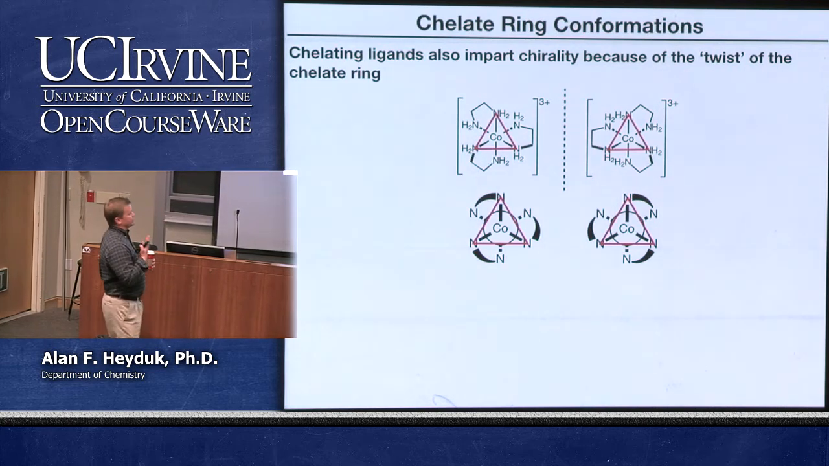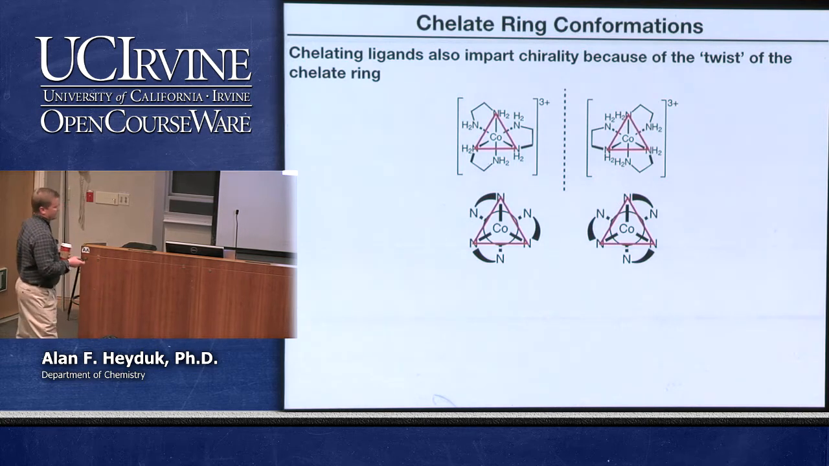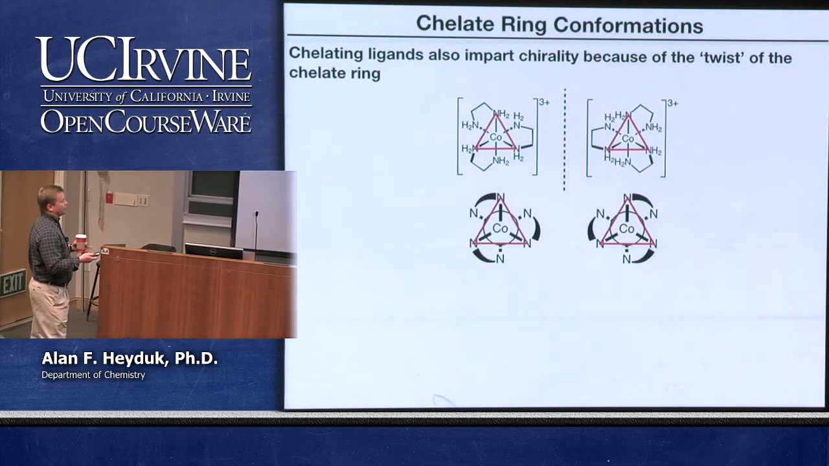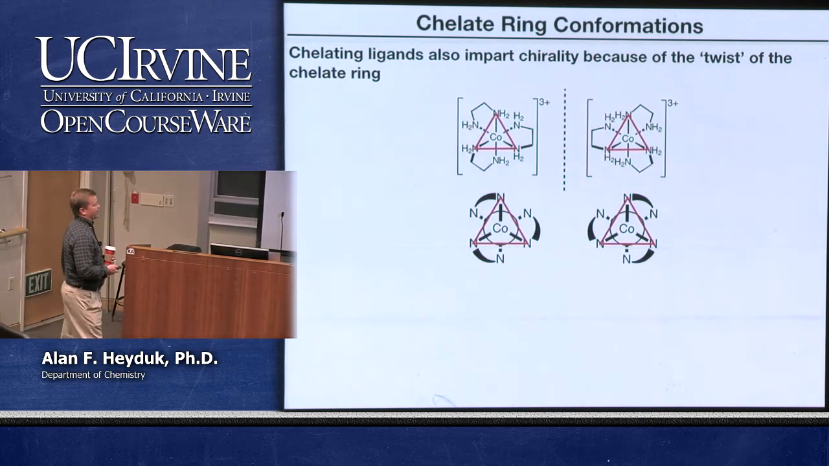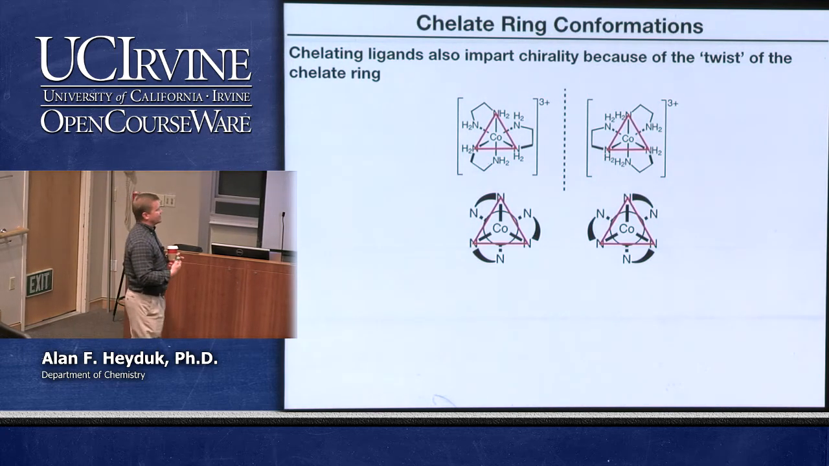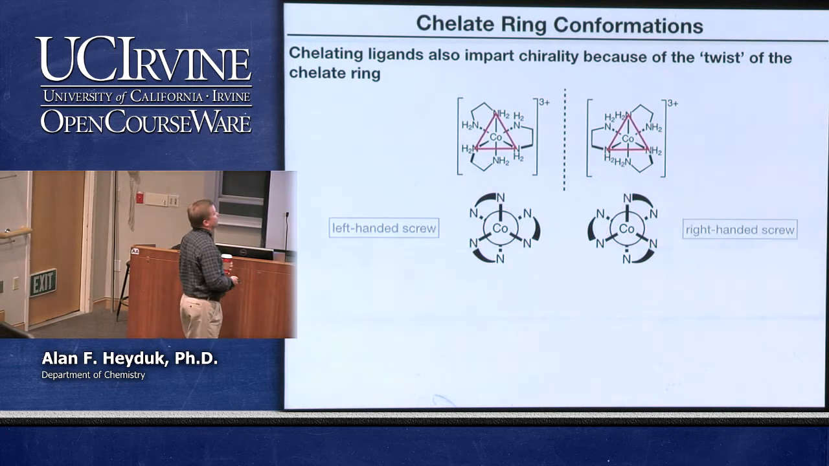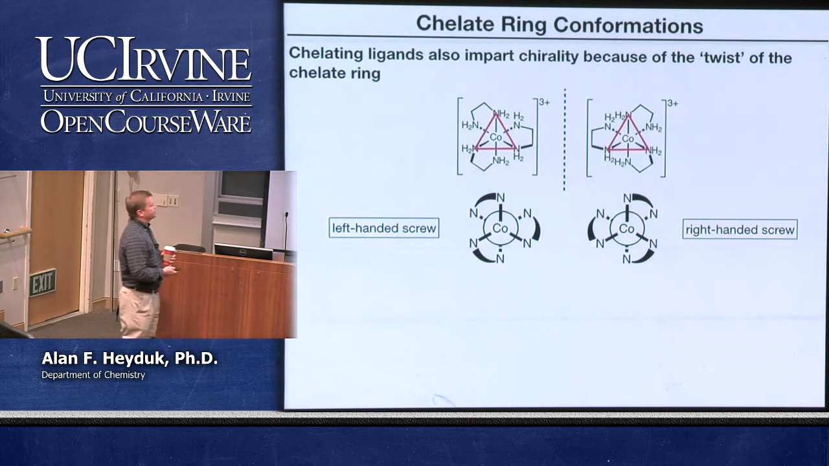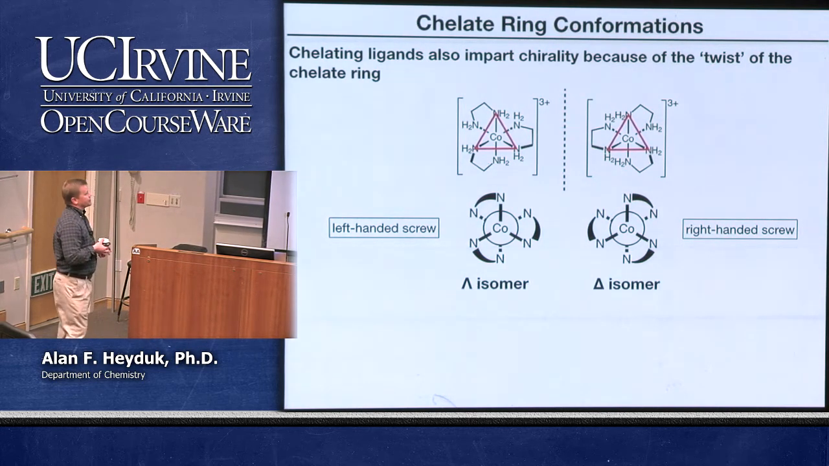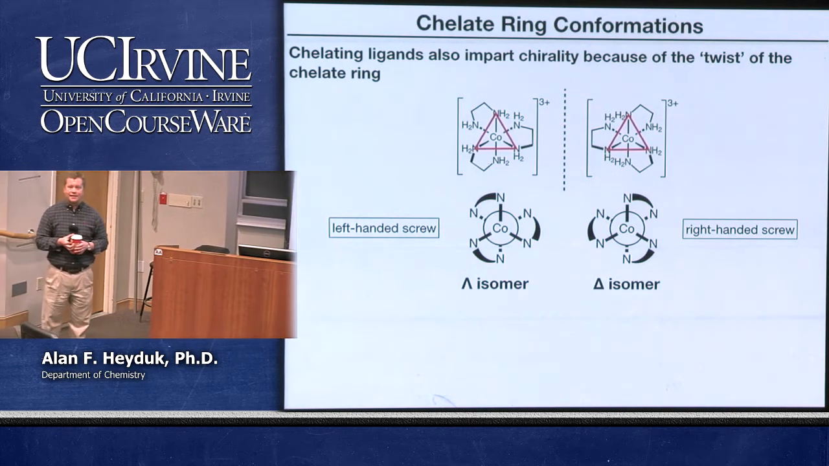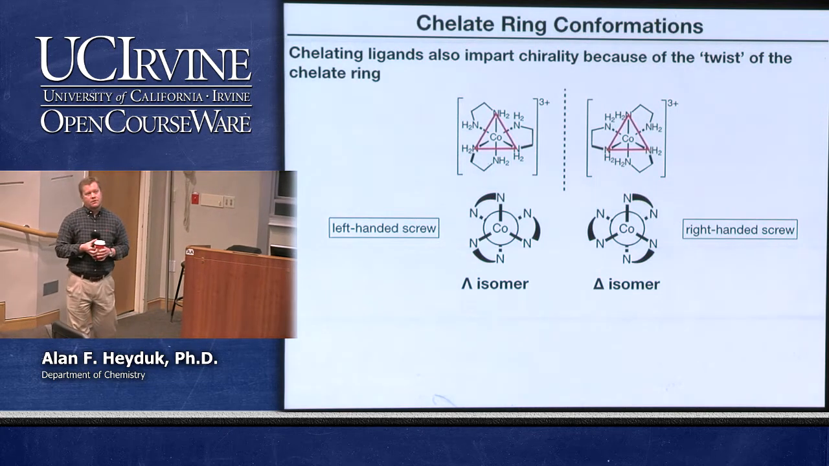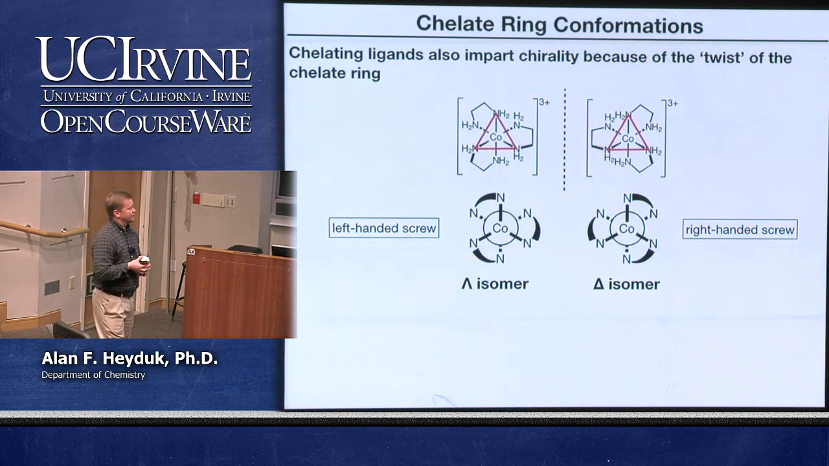This is a special example of an enantiomer that you can only get in inorganic chemistry, where you can access octahedral complexes. Left-handed screw, right-handed screw. And so the left-handed screw is called the lambda isomer. The right-handed screw is the delta isomer.